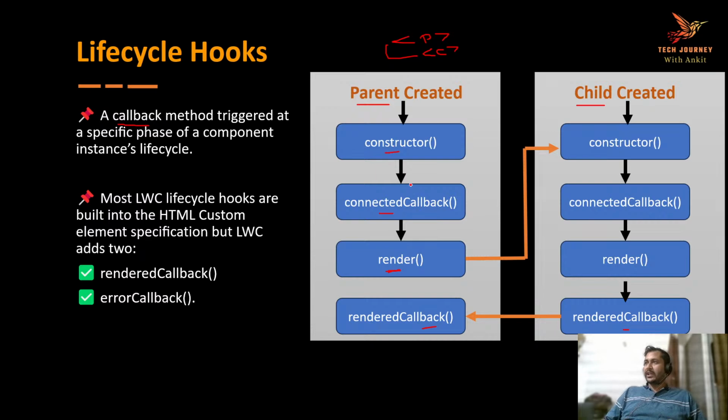Again, I'm repeating the flow. It is very important to understand because when we start dealing with complex components, most of the time we get confused about why the logic written in the renderedCallback is not getting called. So always understand: first the constructor, connectedCallback and render on the parent will execute. After that, the control will transfer immediately to the child component. Constructor, connectedCallback and render on the child will execute. After that, the renderedCallback on the child will execute, and after that the renderedCallback on the parent will execute. This is how the lifecycle flow will work whenever you are inserting the component inside the DOM.